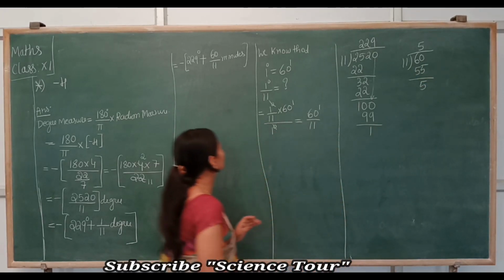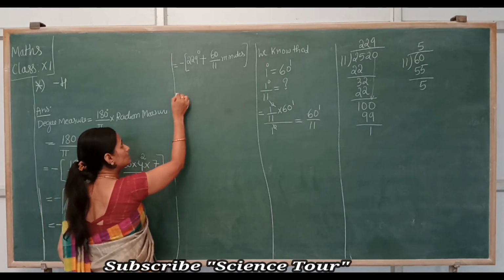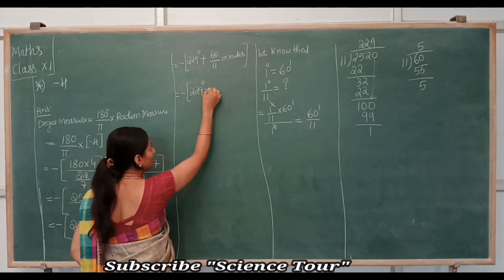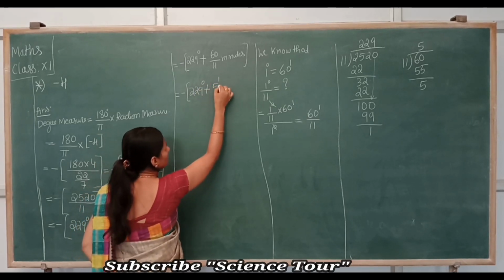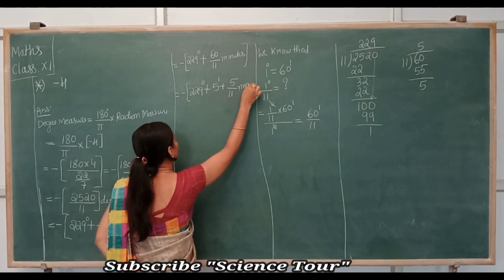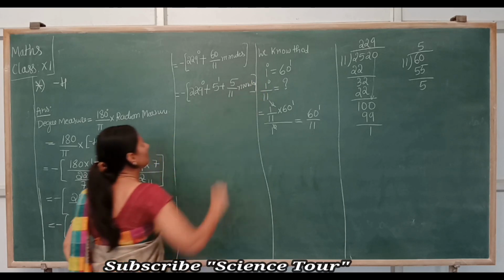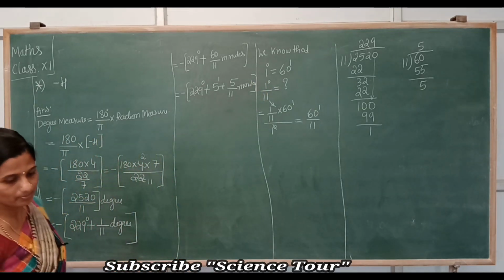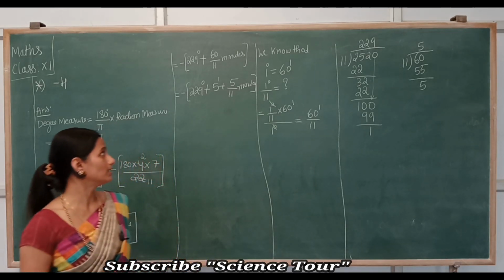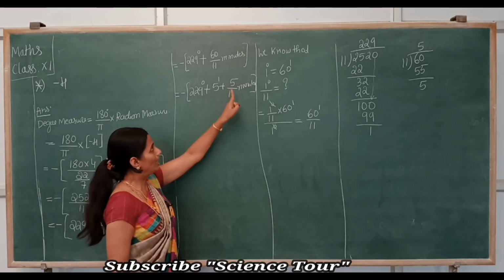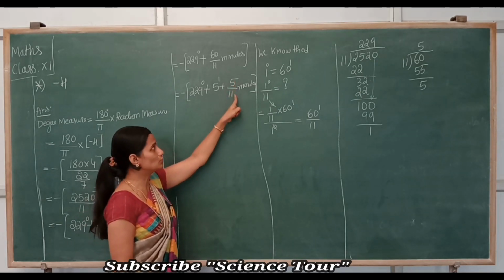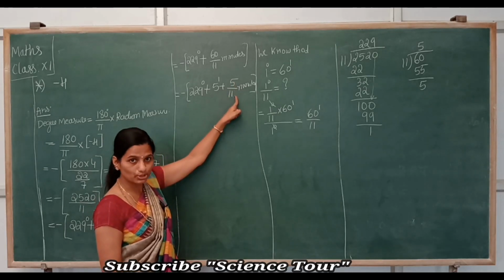So we can write this as minus 229 degree plus 5 minutes plus 5 divided by 11 minutes. So 229 degrees, 5 minutes, 5 divided by 11 minutes. Again the fraction of minute should be converted to second.